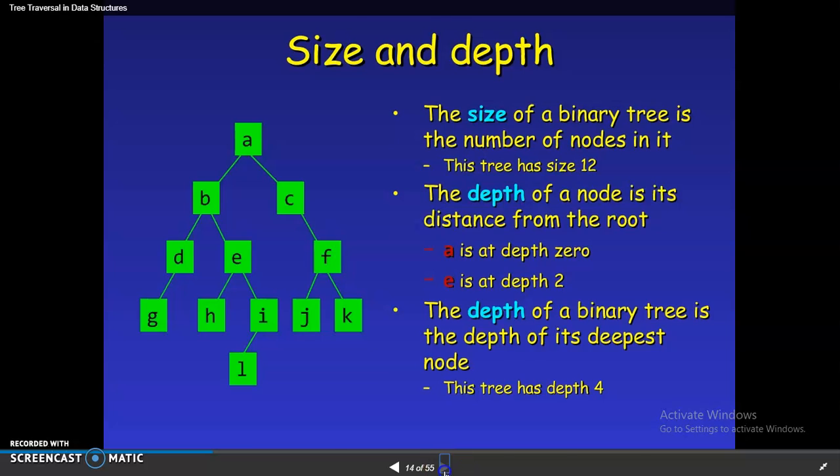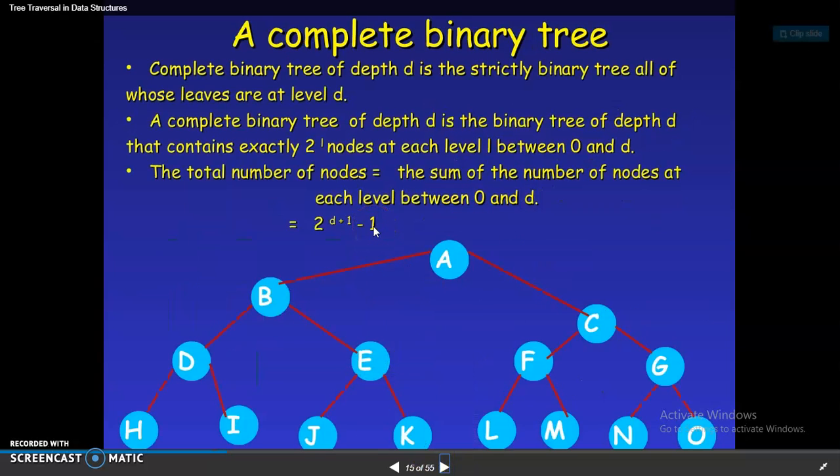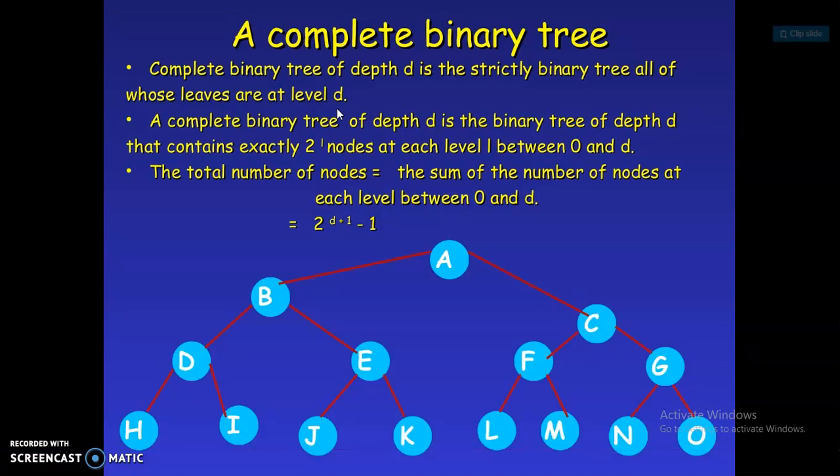Next, the complete binary tree. Okay. So we can call a binary tree a complete binary tree when we have a tree with a depth of D that is a strictly binary tree, and all of whose leaves are at level D. Say, for example, a binary tree has depth D, and all its leaves are at level D. That is, if your tree depth is 4, then all the leaves of the tree must be in the 4th level. Okay, then only we can call that tree a complete binary tree.